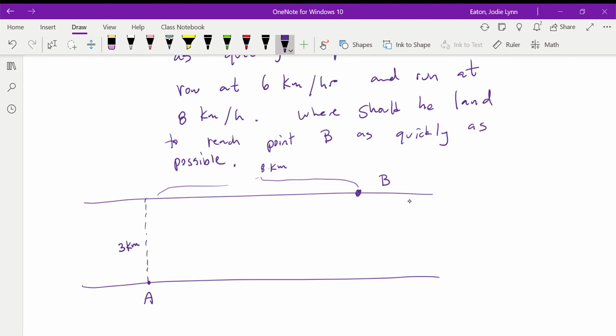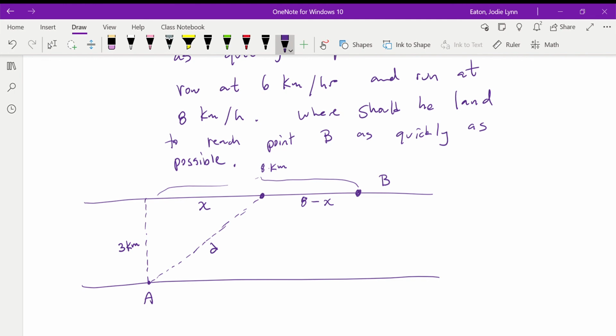Okay? So we want to know where he should land. So what is this point right here? We'll call this distance x, so x kilometers down the river. If this is x and the total distance is 8 kilometers, this is 8 minus x. And he's going to travel a distance d across the river in order to get there, and then he's going to run 8 minus x kilometers.